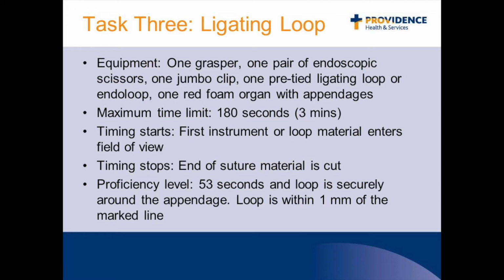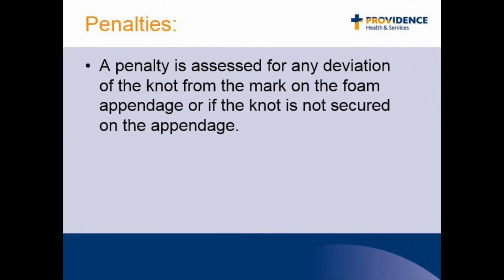Proficiency level is 53 seconds with the loop secured within 1 millimeter of the marked line. Penalties are assessed for any deviations of the knot from the mark on the foam organ or if the knot is not secured on the appendage.